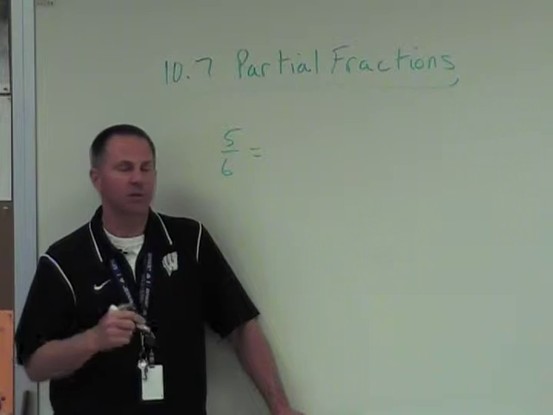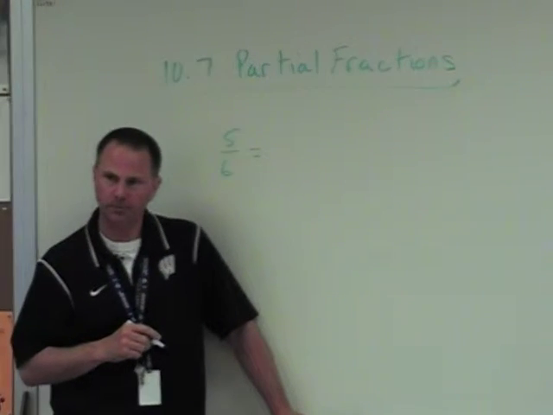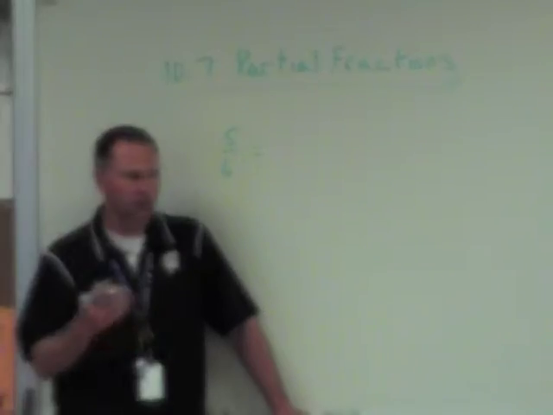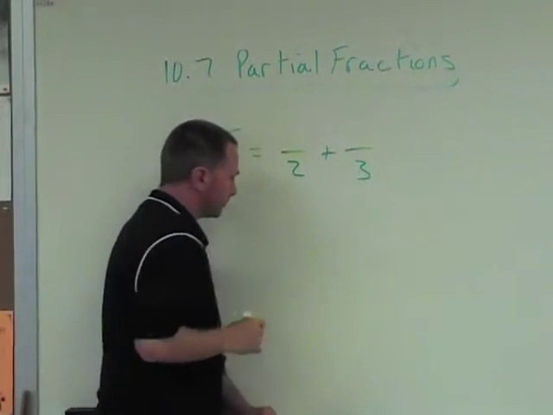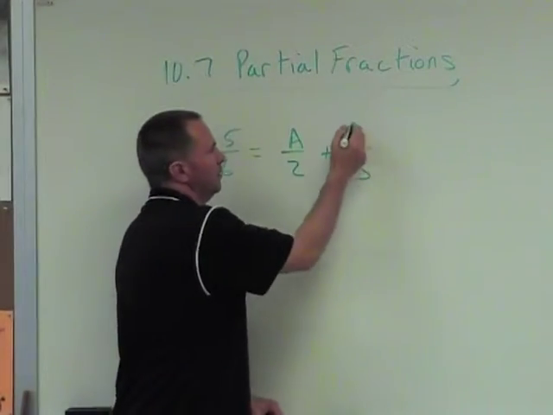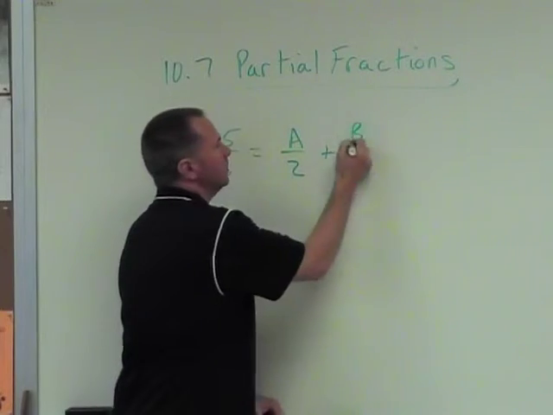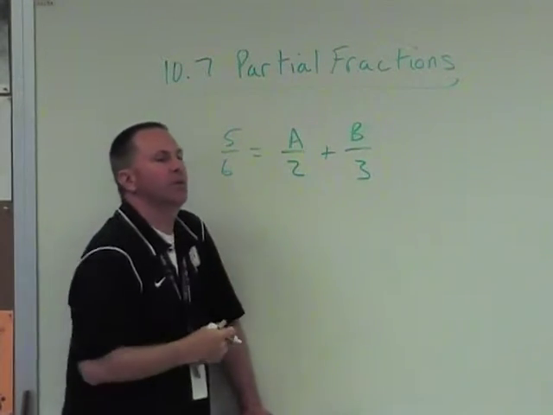Okay? And so real quickly, what are factors of 6? 2 and 3, and 1 and 6. Well, let's just do 2 and 3. And then we don't know what the numerators are, so we're going to give them variables. And then we're going to figure out what those are.